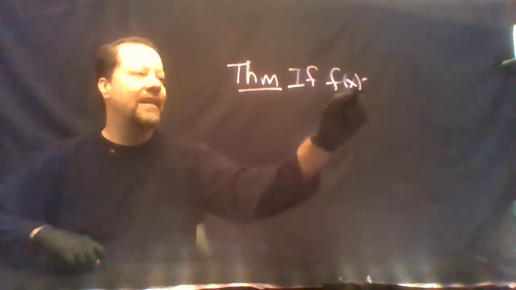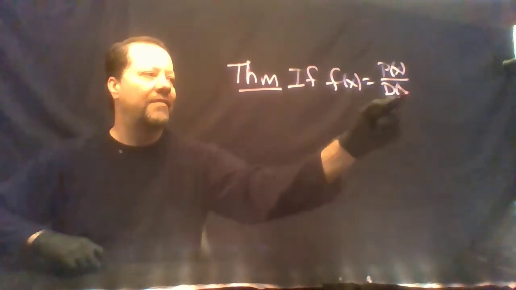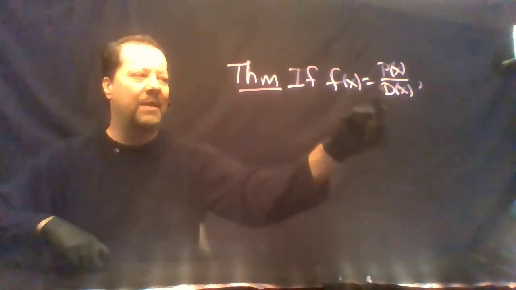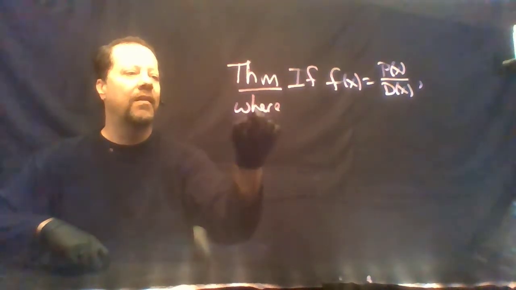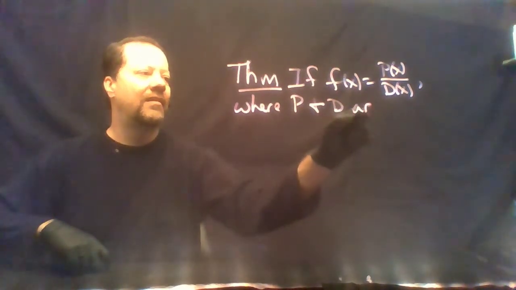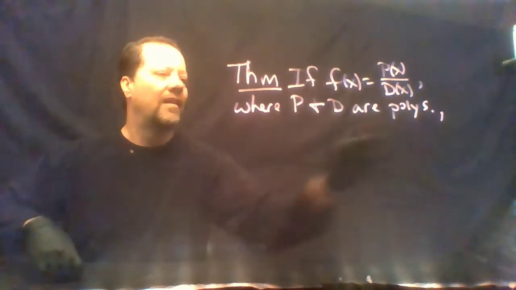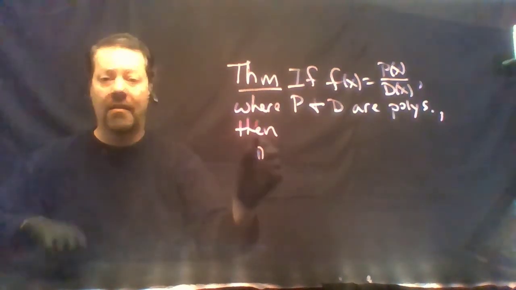If f of x equals a rational function, we'll have the numerator be the polynomial p of x and the denominator be the polynomial d of x, where p and d are polynomials. Then there are all these cases.